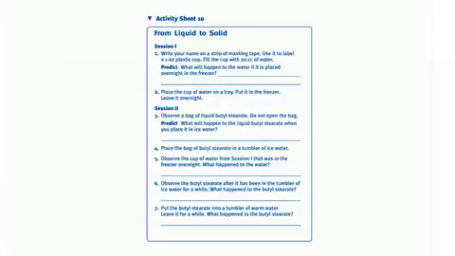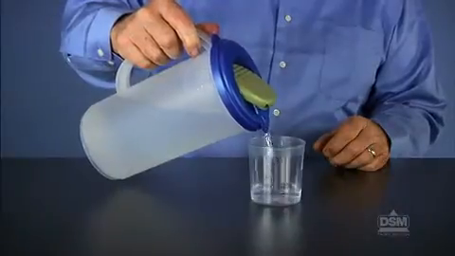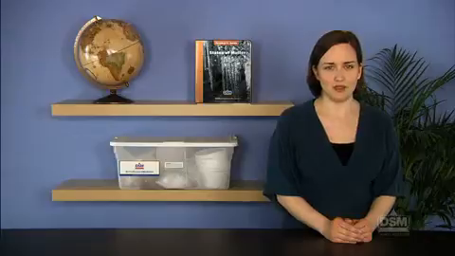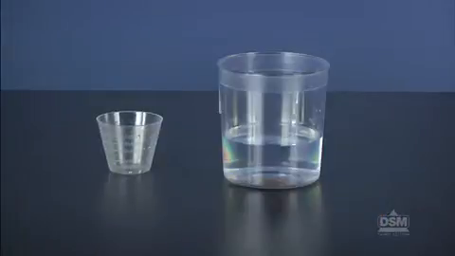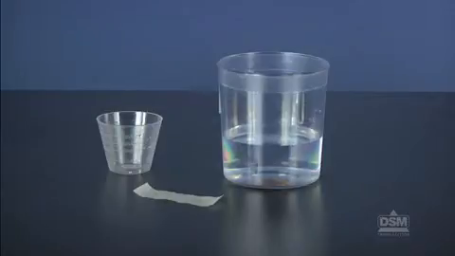To prepare for Session 1, make a copy of Activity Sheet 10 for each student. Fill each tumbler about 1/3 full with water and set out the plastic trays for students' cups of water. Each team of 2 will need a 1-ounce plastic cup, a tumbler of water, and a strip of masking tape.